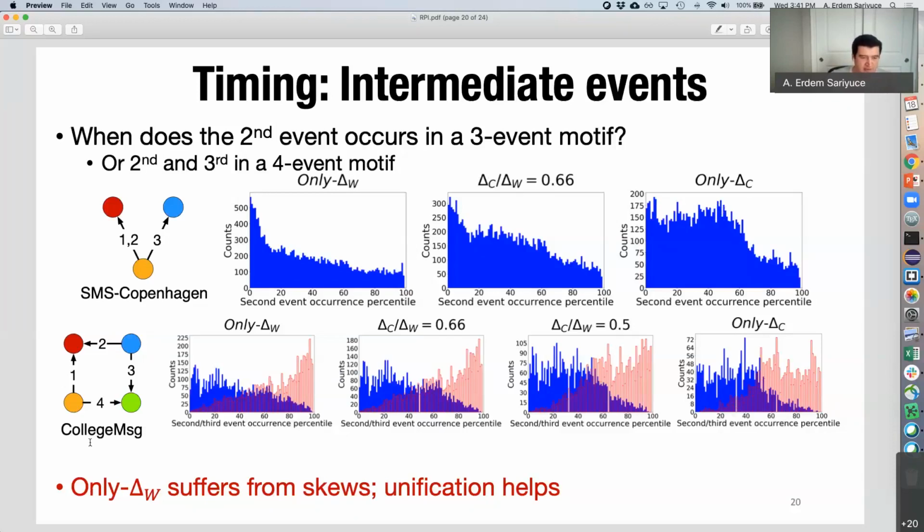Likewise, for this square thing, the college message network, note that here red has this inburst first and second, and the green has another inburst from third and fourth. So third is likely to happen to the fourth, and the second is likely to happen to the first. And that's what we see here. The blues are the second event, and the reds are the third event, shown in the same way. Only delta W shows these left and right skews clearly, which disappear here, and the other values bring some balance between those two different skewed and the regular distributions. So only delta W suffers from these skews, and the unification helps in this particular intermediate event analysis.